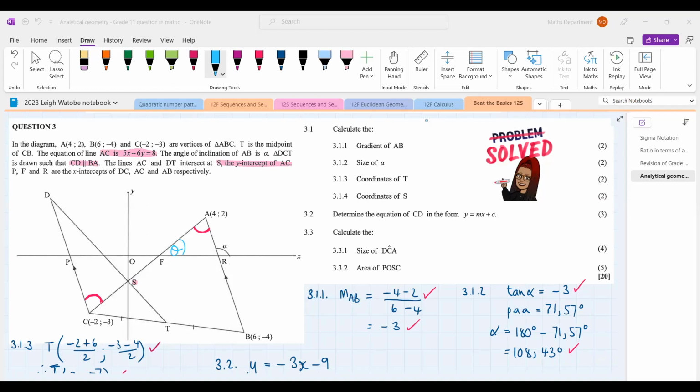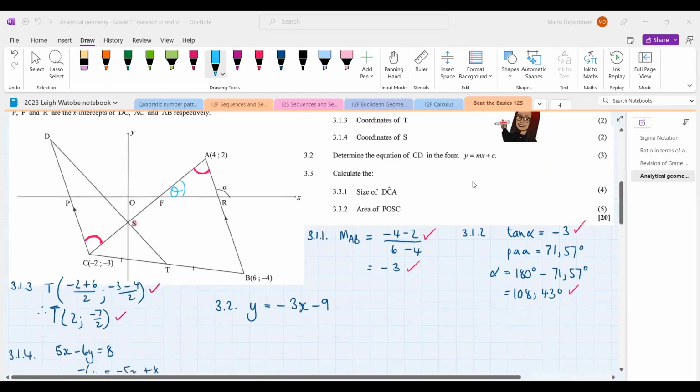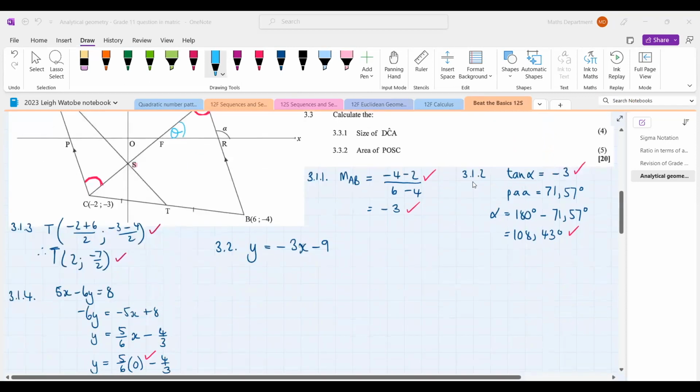Ma'am, I'm sorry, I'm a little bit behind. I was thinking about 3.1.2, ma'am, and I really don't understand why you had to minus before you make it official. That is the angle. I don't understand. Okay, that's fine. Everybody else, you carry on with what you're doing.